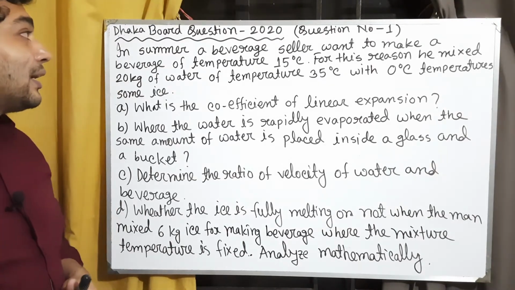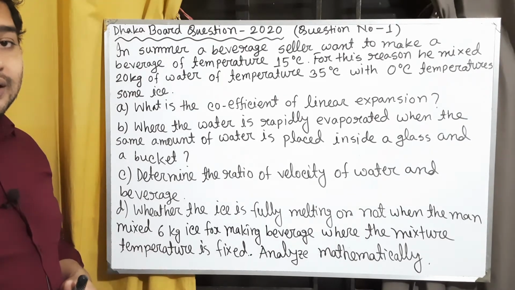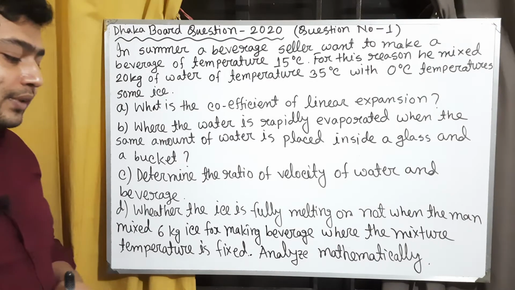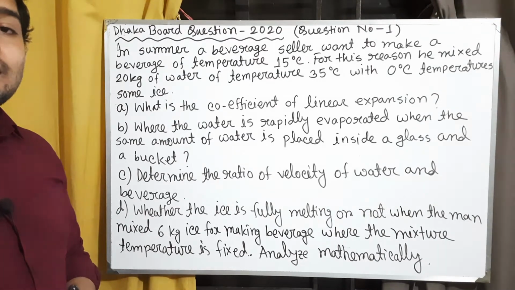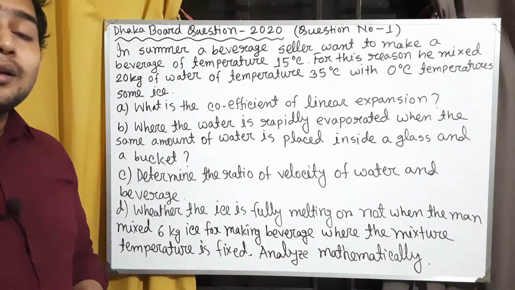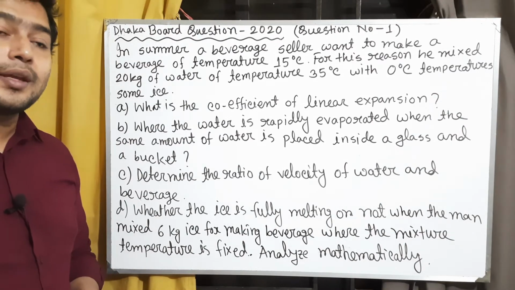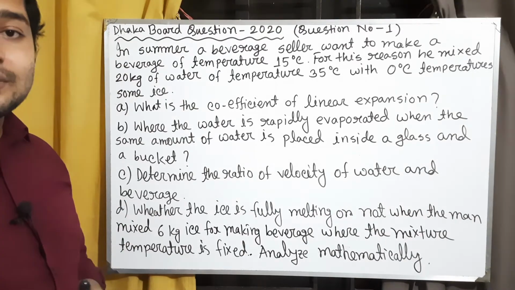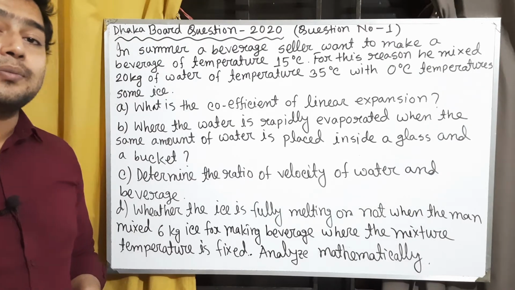This is one of the Dhaka board questions, and it is set from chapter 6. The name of this chapter is effect of heat on matter. So let's calculate these questions step by step.